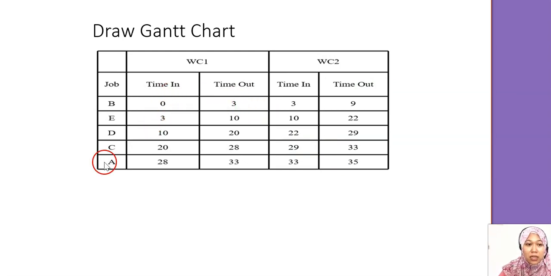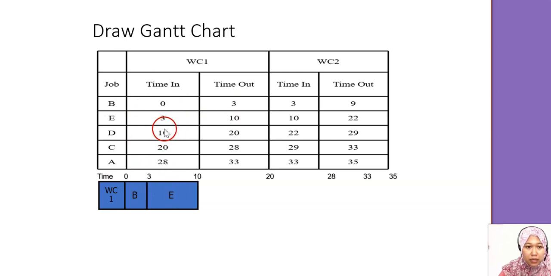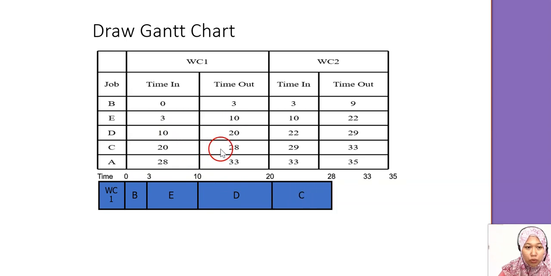Okay, once we have finished, we need to do the Gantt chart. For the Gantt chart we need to do machine 1 first. Okay, and then we start with 0 to 3 is B, and then 3 to 10 is E, 10 to 20 is D, 20 to 28 is C, and then 28 to 33 is A. So bear in mind we need to do it until the end, 35 here. Okay, so you need to mark this one as the idle time.